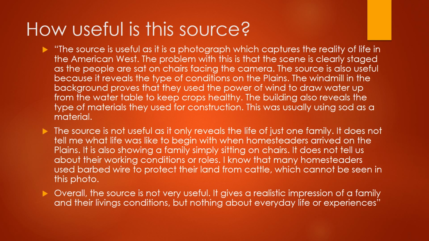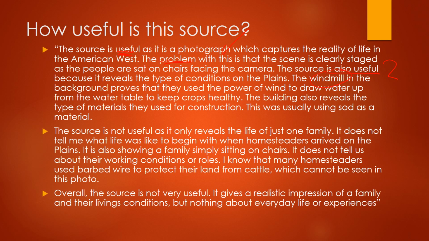Here's our example. First of all, I'm going straight in with the source is useful. Straight in with the answer. It's a photograph. Check. Good. We can read, it's captured the reality of life in the American West. Now we go to the problem. The problem with this is that it's clearly staged. The people are sat on chairs facing the camera. Good. The source is also useful, so it's my second useful point, because it reveals the type of conditions on the plains. Now let's have the evidence.